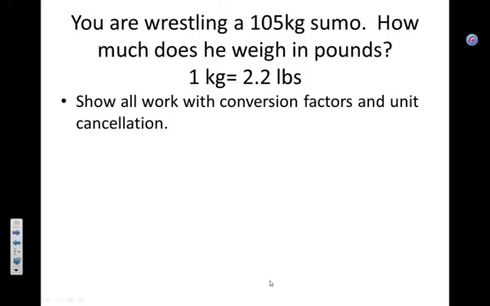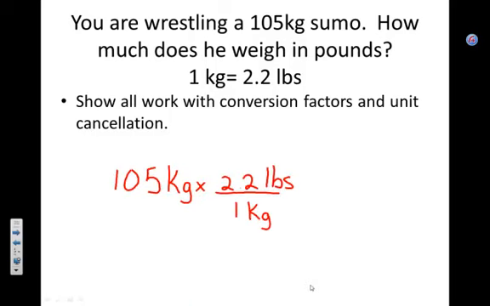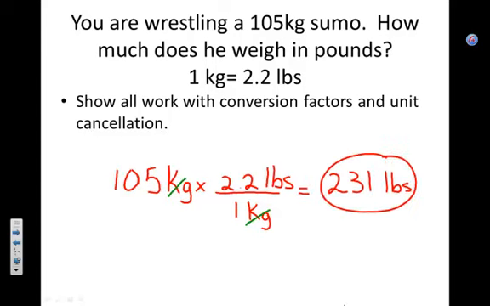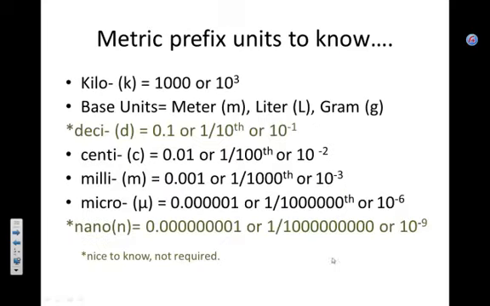So again, you start by writing down the given amount, 105 kilograms. We want a conversion factor that factors out kilograms and gives us pounds. In that case, it's 2.2 pounds on top over kilograms. That way, kilograms factor out. So we have 105 times 2.2, and that equals 231 pounds. And again, the 2.2 doesn't limit us to 2 sig figs. The 105 kilograms limits us to 3 sig figs there. So we express our answer to 3 significant figures.